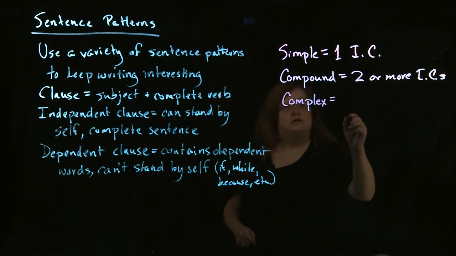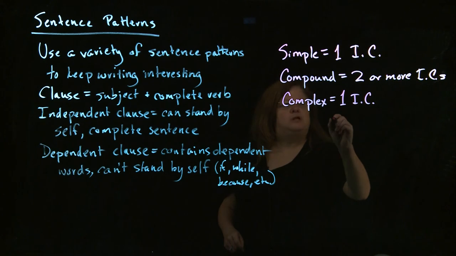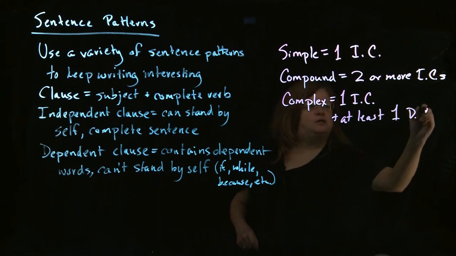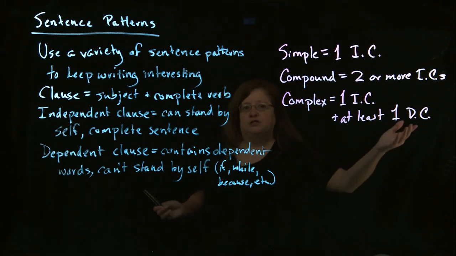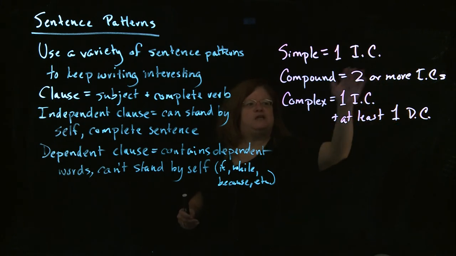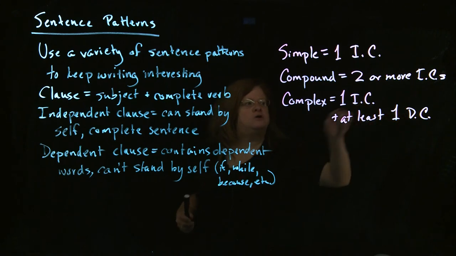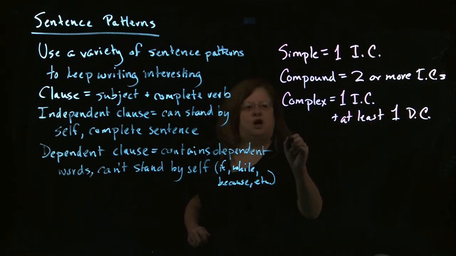That's a sentence that has one independent clause plus at least one dependent clause. So notice it's at least one dependent clause. There could be more than one dependent clause, but if it has only one independent clause and one or more dependent clauses, that's complex.